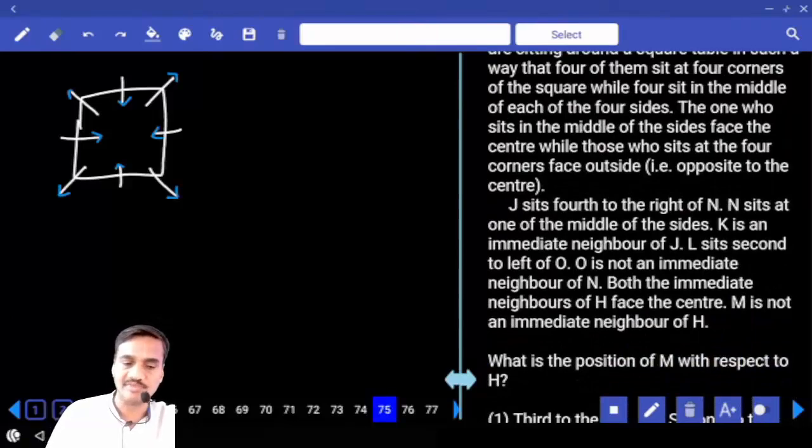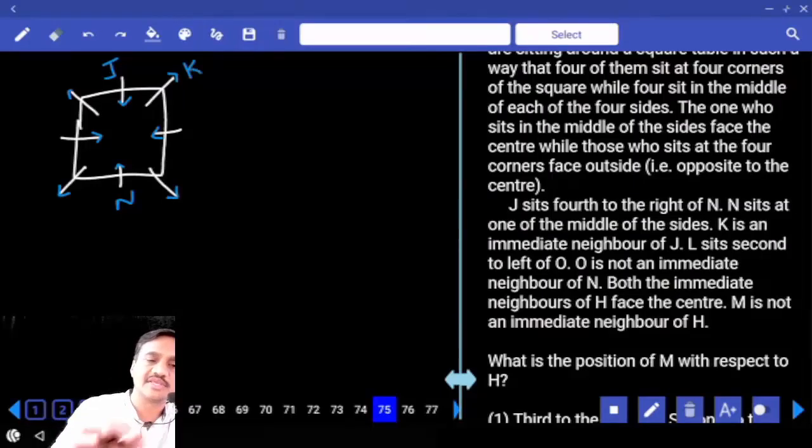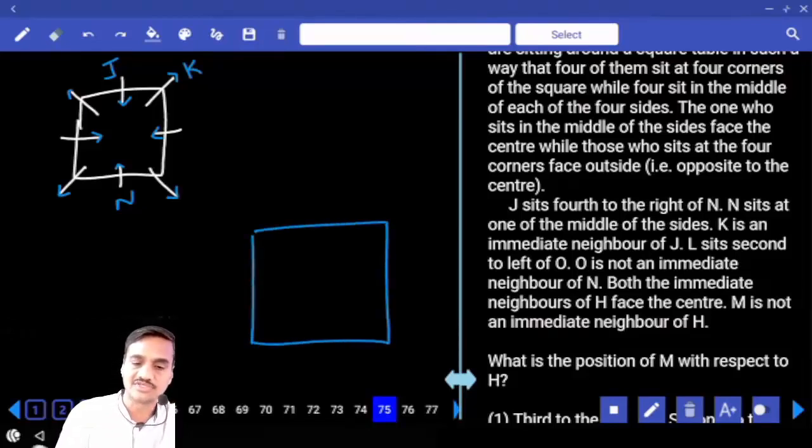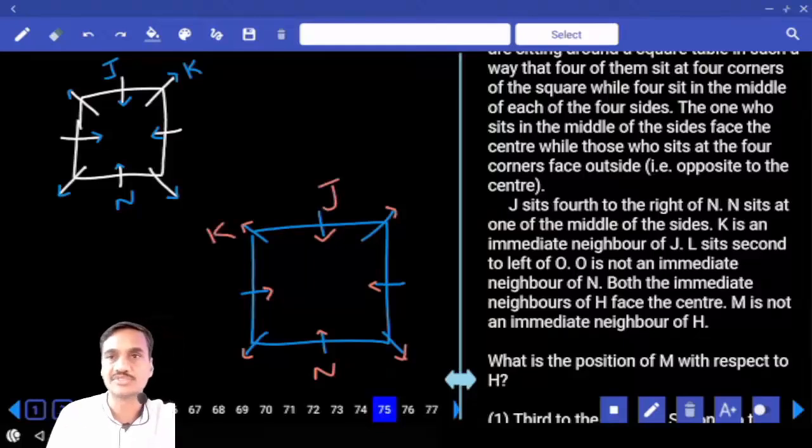N sits at one of the middle of the sides, N is here, and J sits 4 to the right of N, J is here. And K is an immediate neighbor of J. K can be either left hand side or K can be right hand side. And so many possibilities we have? 2 different possibilities. Now in the second possibility, now the persons at the corners are away from the center, and centers are facing towards the center. Now in this case, N is here, J is here, K is one of the immediate neighbors of J.